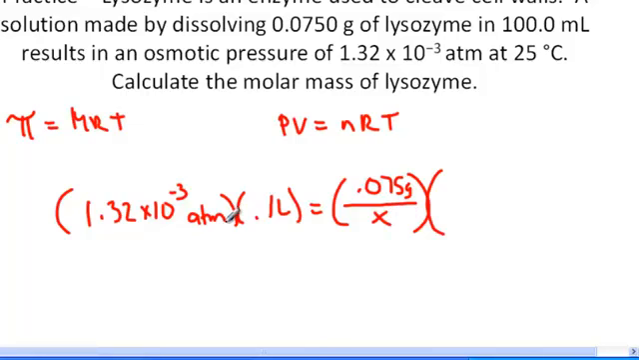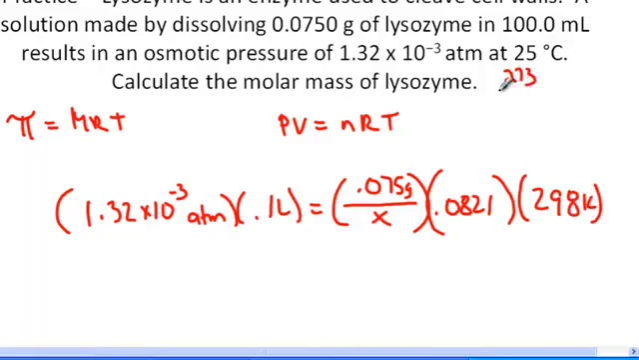R is the constant. Now we're in atmospheres. What's the R constant that matches atm? I memorized it as 0.0821, close enough. And the room temperature in a Kelvin unit, 298 K. So remember, we have to convert these to kelvins. Solve for X.